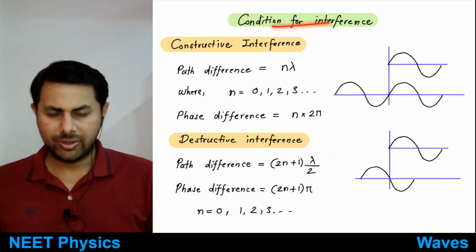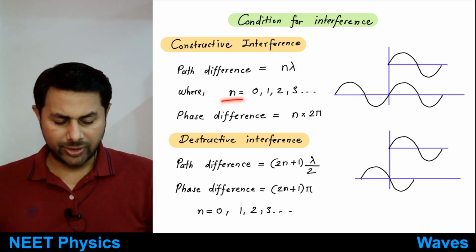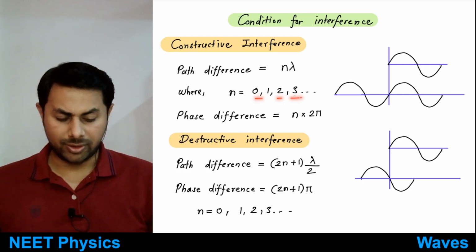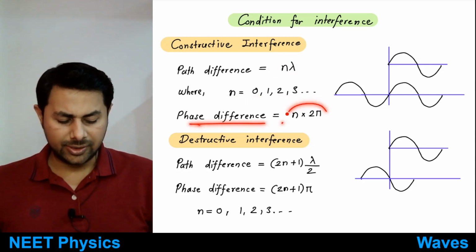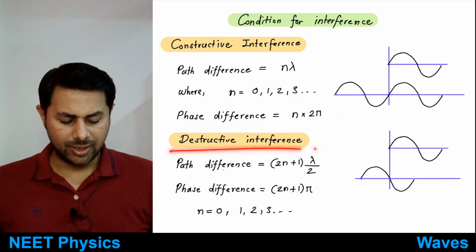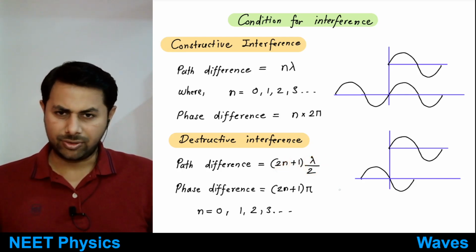So for constructive interference, the path difference is n times lambda, and what is n? n is an integer, 0, 1, 2, 3, and so on, and the phase difference is n times 2 pi. For destructive interference, what is the path difference? It is (2n plus 1) lambda by 2, an odd multiple of lambda by 2, where n can take values 0, 1, 2, 3, and so on.